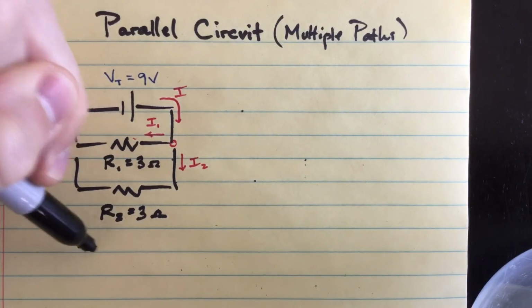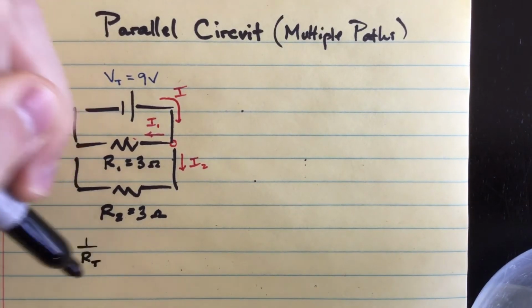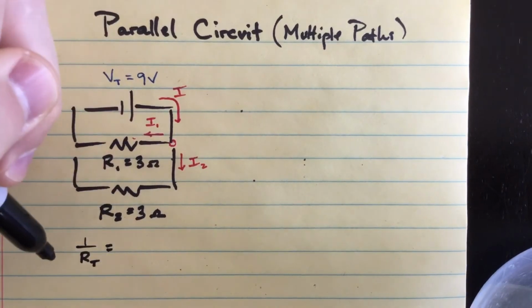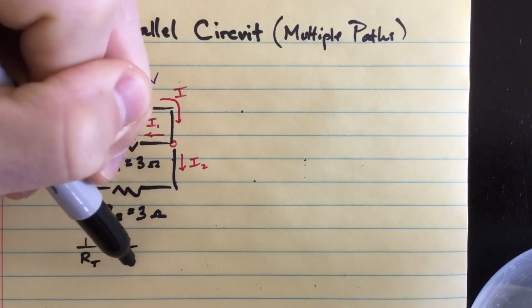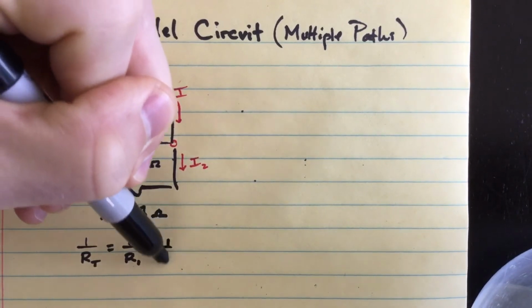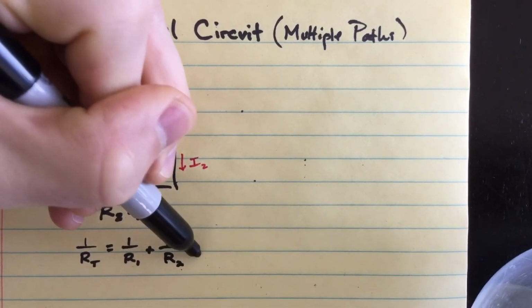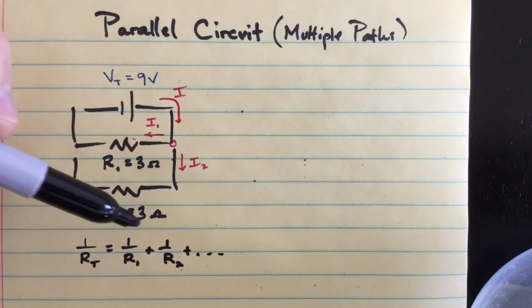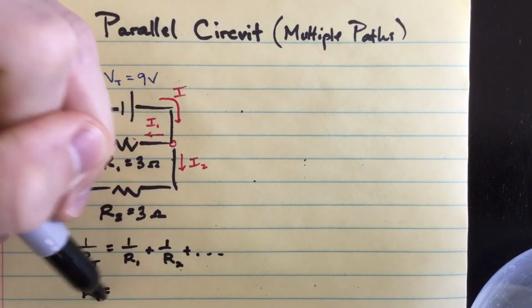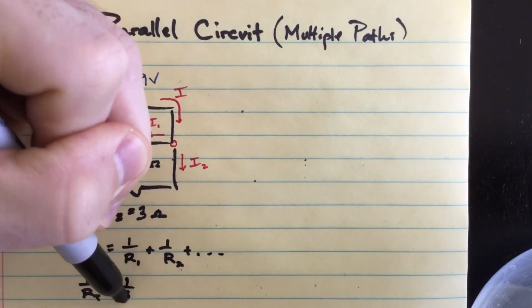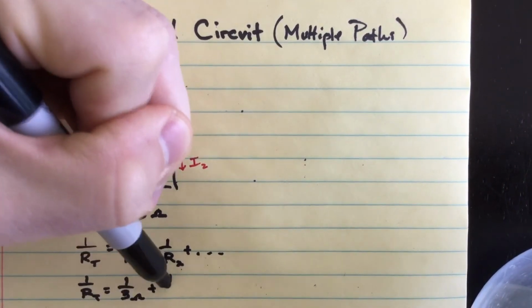This one is actually an inverse relationship, and the total resistance is equal to 1 over RT. So it's the sum of the inverse for however many resistors there are. All right, in this circuit, of course, I only have 2. So the total resistance, 1 over RT, is equal to 1 over 3 ohms plus 1 over 3 ohms.